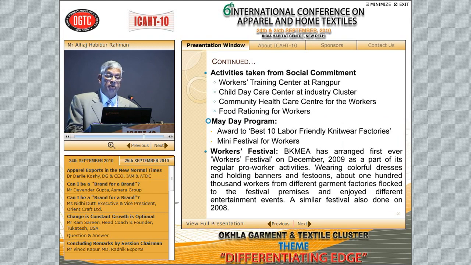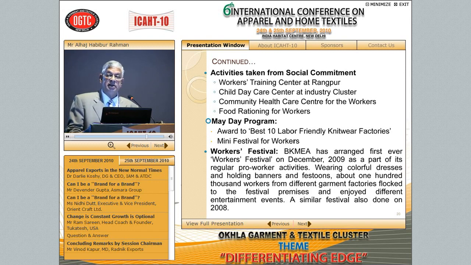Activities taken for the social community: workers training center at Rangpur, the most affected area in our country. This is Monga period. It means in this area, for almost 5 to 6 months, we can say they are having no job to work. We have established one training center for the workers in Rangpur area.